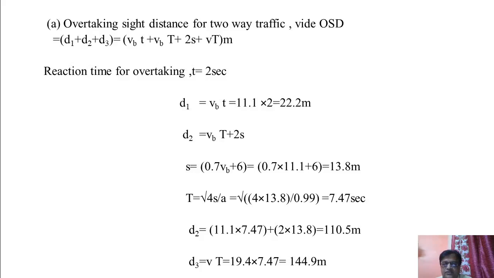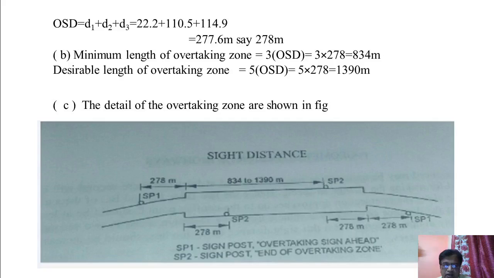Finally, d3 is V into capital T. The speed V is 19.4 meter per second, into 7.47 seconds. So it is 144.9. Just add all those things. So OSD equals d1 plus d2 plus d3, that is 22.2 plus 110.5 plus 144.9. So we are getting 277.6 meters, say 278 meters.